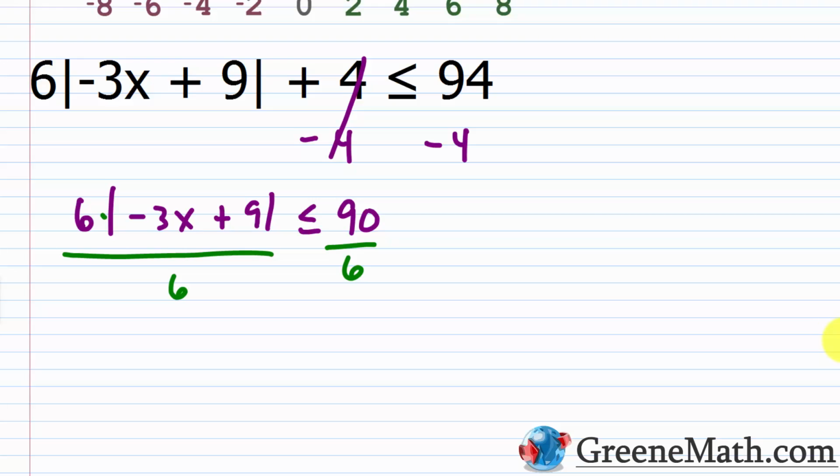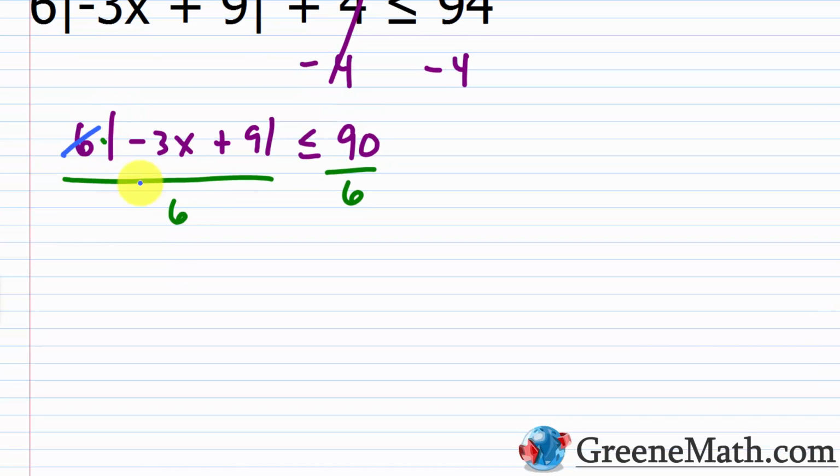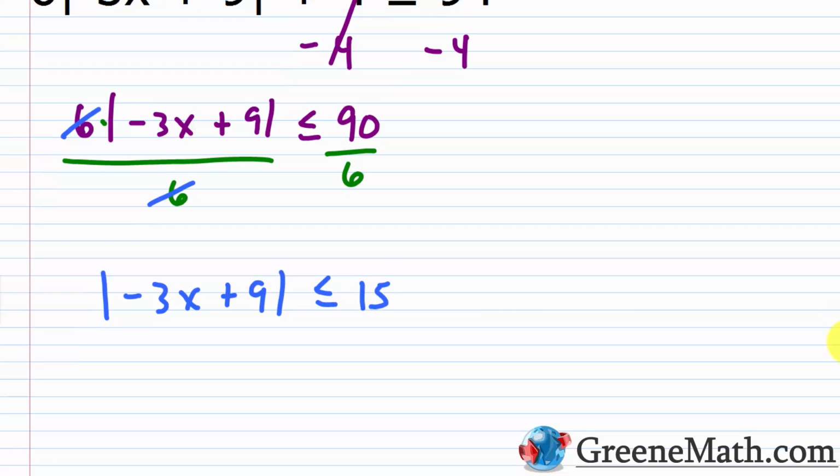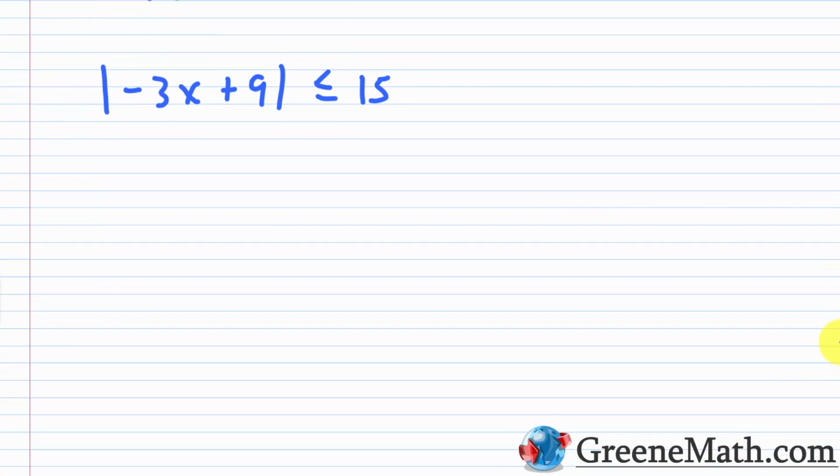So let me get some room here. This cancels. We'll have the absolute value of -3x plus 9 is less than or equal to 90 over 6 is 15. Okay, let me get a little bit more room. So now we're ready to set up our compound inequality with and. So again, first scenario, just remove the absolute value bars.